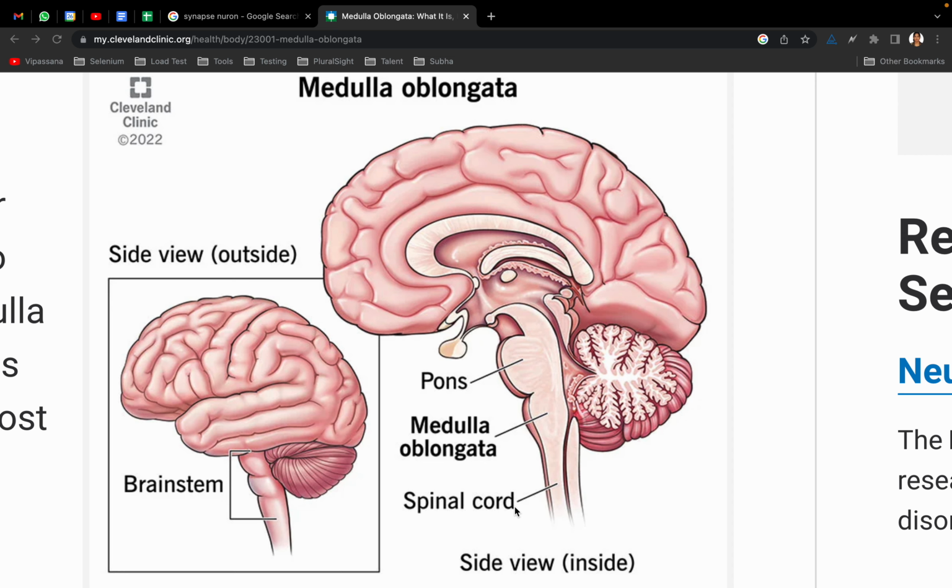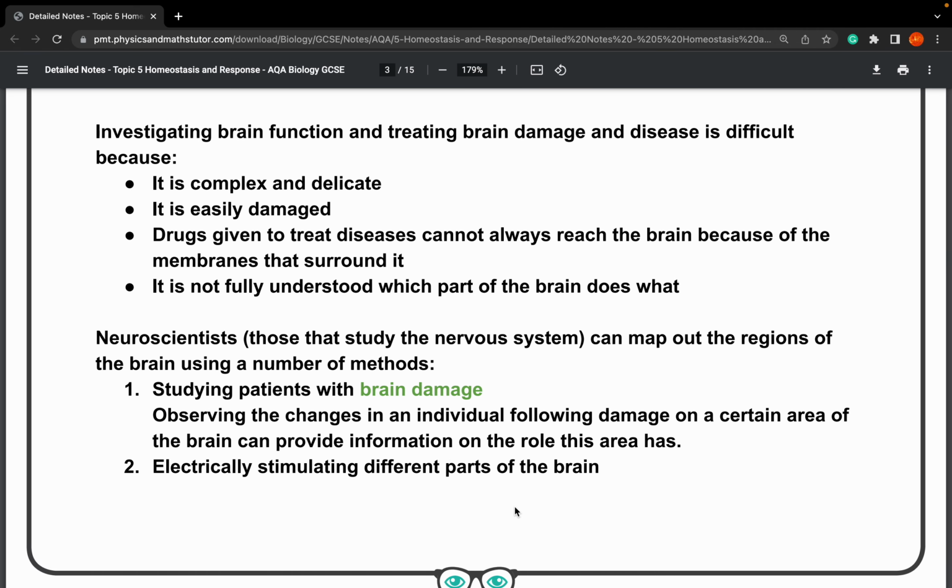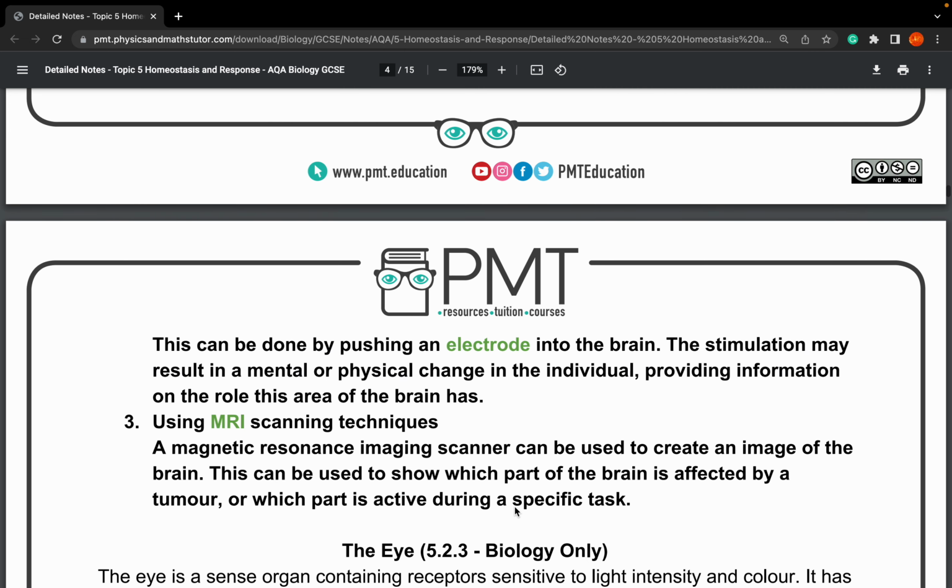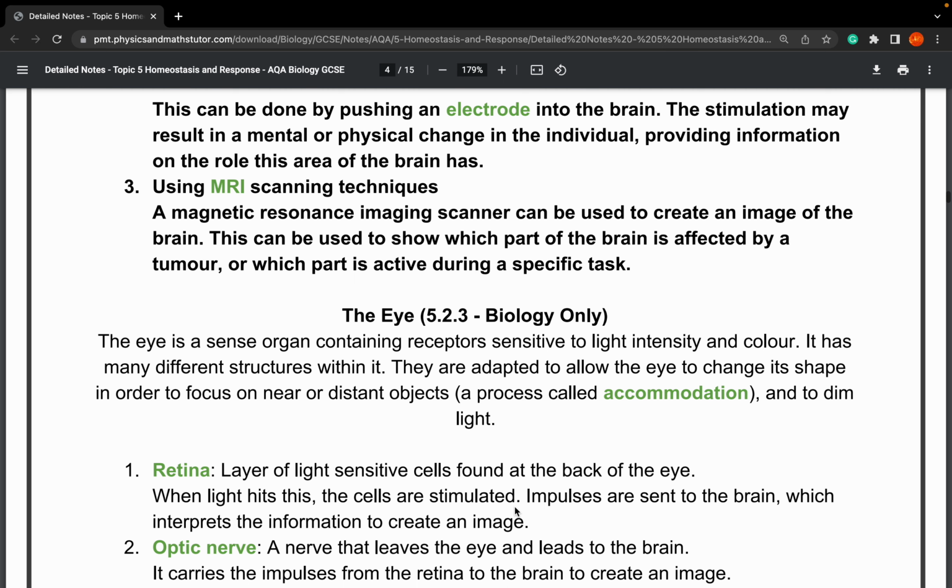Okay, good. So studying patients with brain damage, observing the changes in an individual following damage to a certain area of the brain, can provide information on the role of that area. And electrically, by stimulating different parts of the brain, we can stimulate the back of the brain, the optic area, to produce some colors, some visions. So by electrical stimulation also we are able to know which part of the brain functions in which way. This can be done by pushing an electrode into the brain, and stimulation may result in a mental or physical change in the individual, providing information on the role of this area.